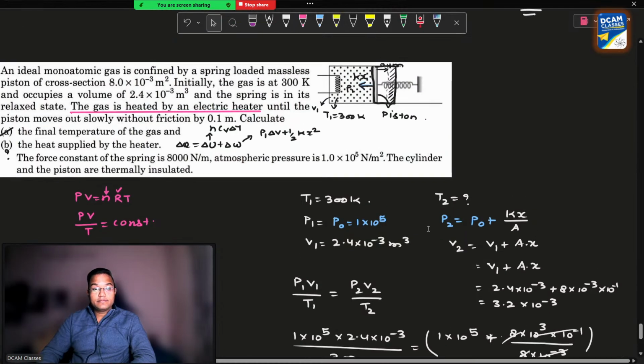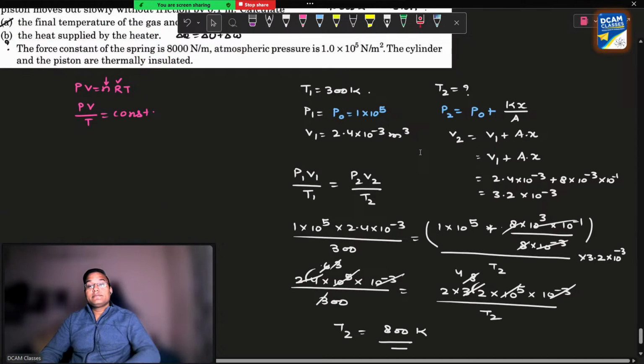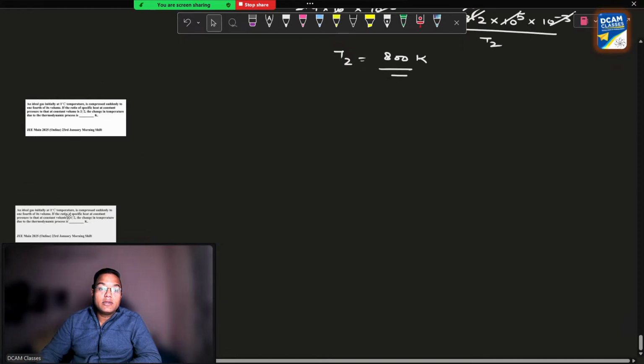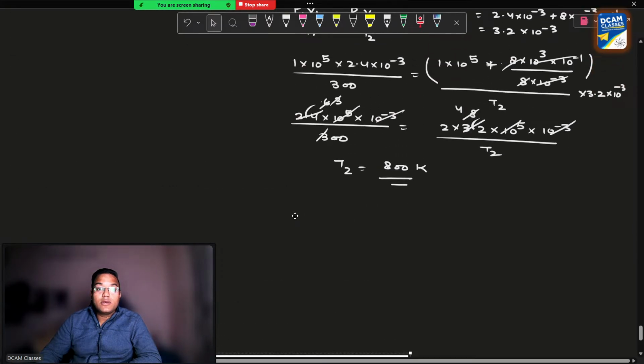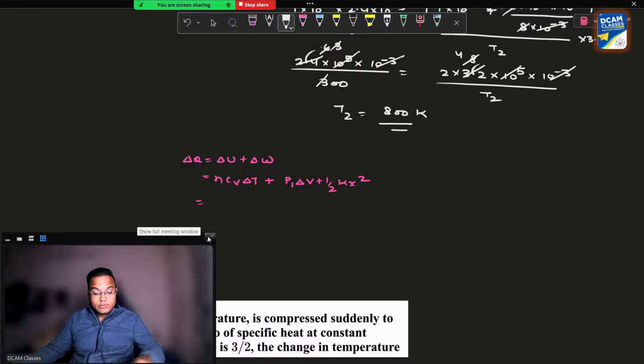Haripriya, is it difficult? This part was easy only. The second part is a bit difficult for you, but let me show you how I'm solving it. Later you can just check it. The delta Q, the heat supplied, will be delta U plus delta W. Delta U will be nCv delta T. Delta W will be P1 delta V plus half kx square. So just put the values and get the answer.